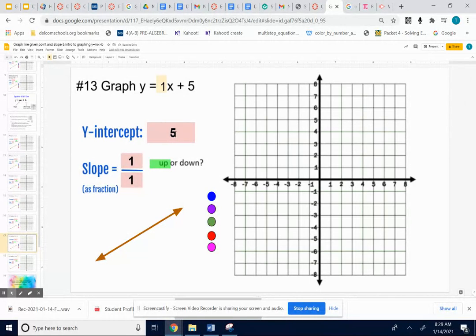So we're going to find a 5 on the y-axis. The y-axis is the up and down axis. Find 5. Drop a point there. And from that point, the first point, we're going to travel up 1 space over 1 space. So grab another point. Start at the point 5 on the y-axis, go up 1 over 1, and drop a point.